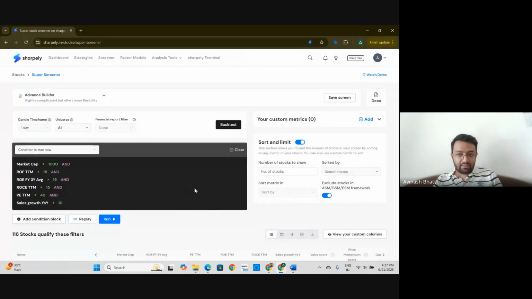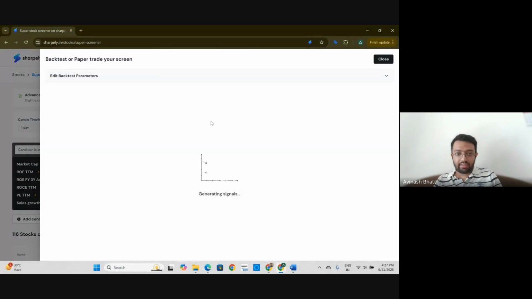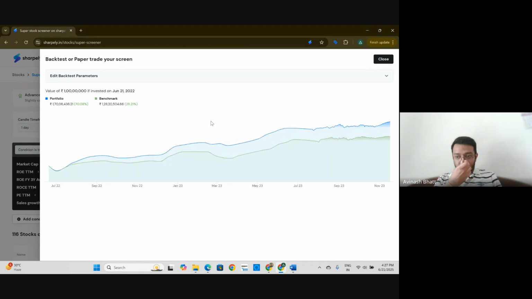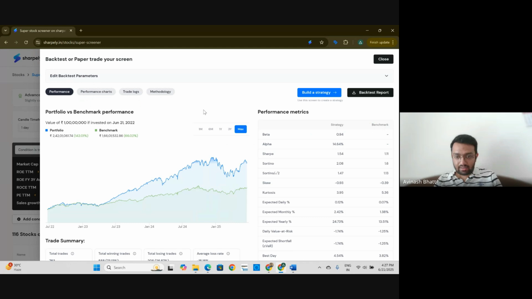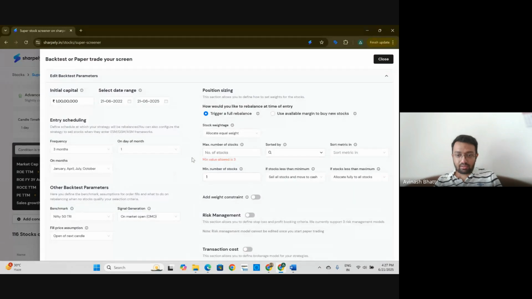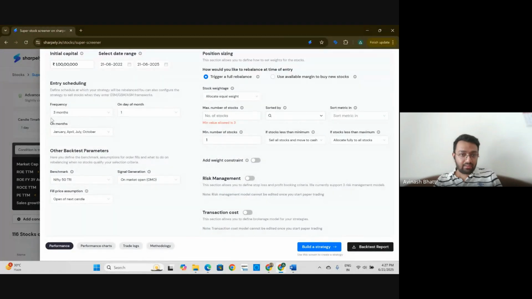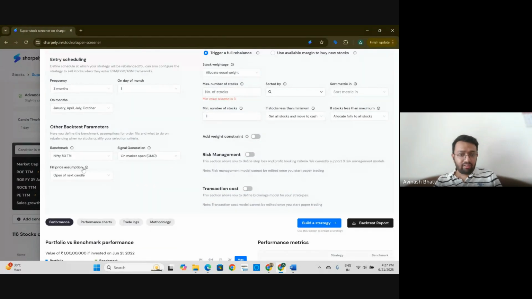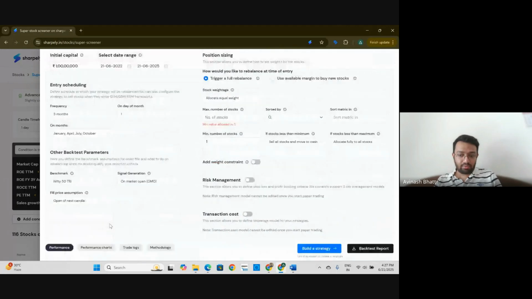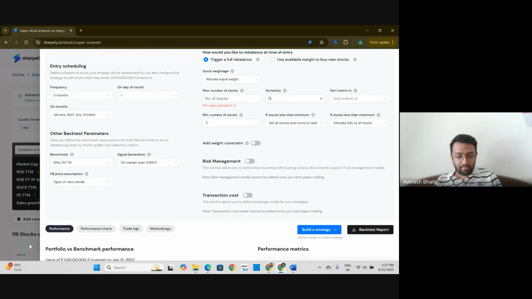Now, why am I saying it's decent enough? Because we can check the quality by backtesting the screen. As you can see, the green line is the benchmark, the blue line is our portfolio. And you will ask, how have we created this portfolio from this screen? So here are the conditions. Let's say the minimum number of stocks I have not entered, but I will be rebalancing. I'll be investing in these stocks and then rebalancing every quarter on the first of the month, right? And Nifty 50 is my benchmark. You can change all this and you can backtest again.